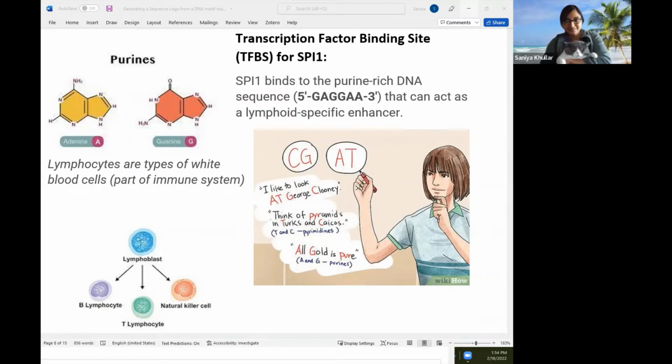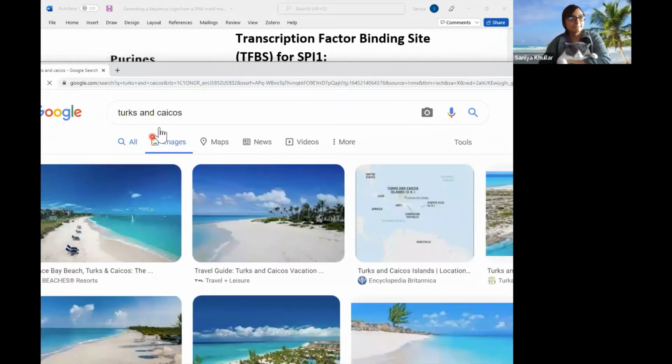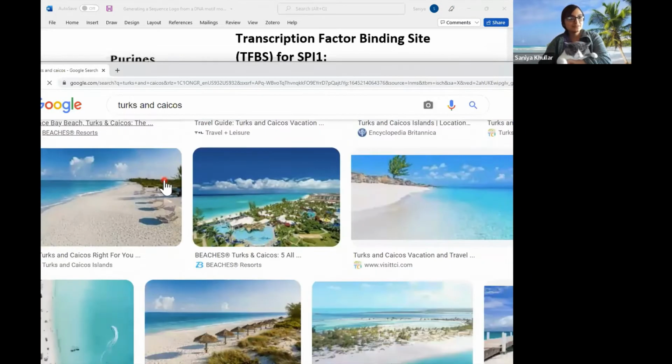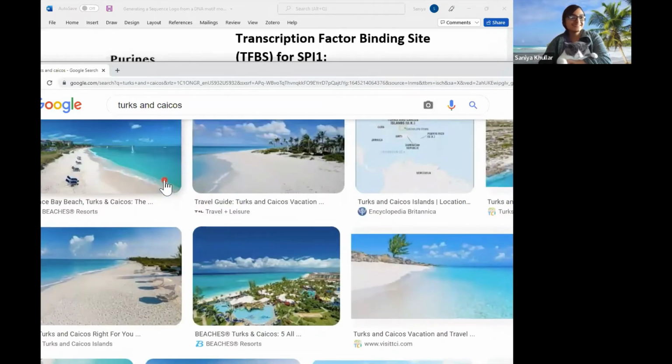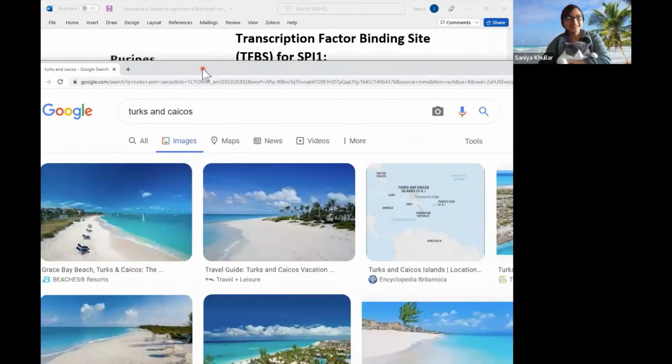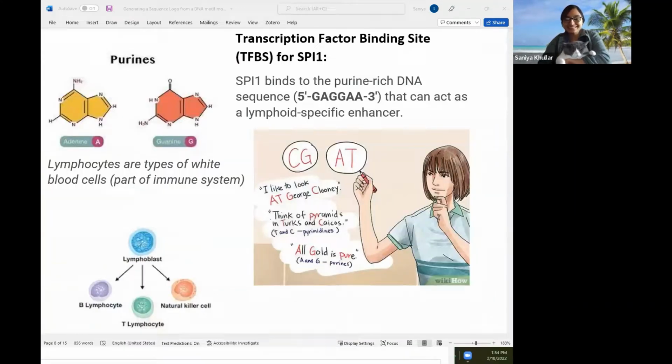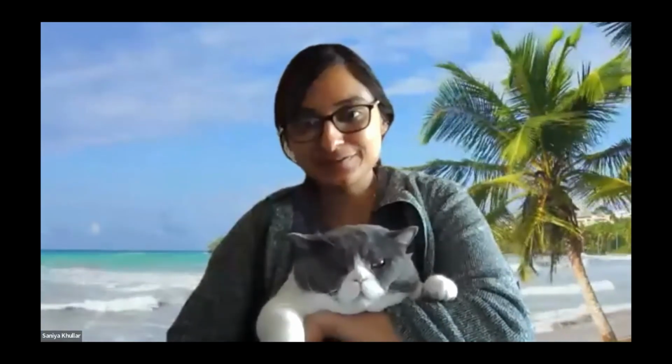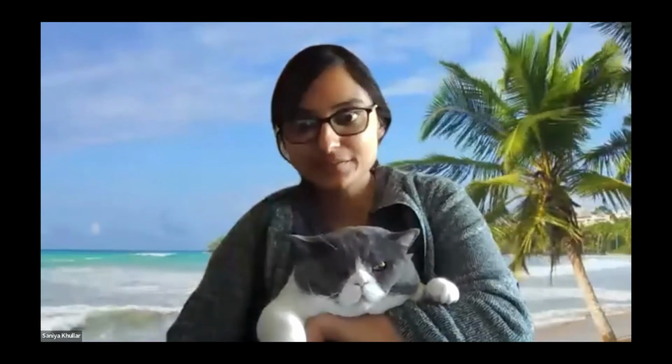So let's see what those look like. Oh, this is beautiful. I want to go swimming there, Yangtze. Let's go. And we're at the beach technically, but it's not as nice as Turks and Caicos. It's a virtual beach.